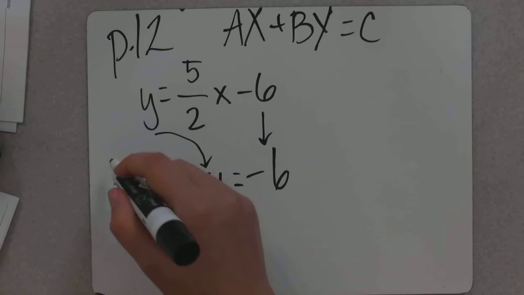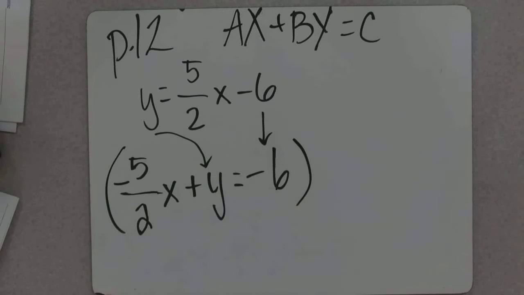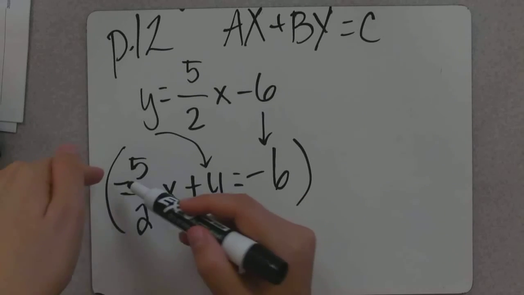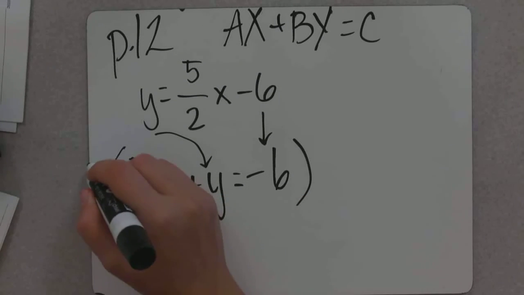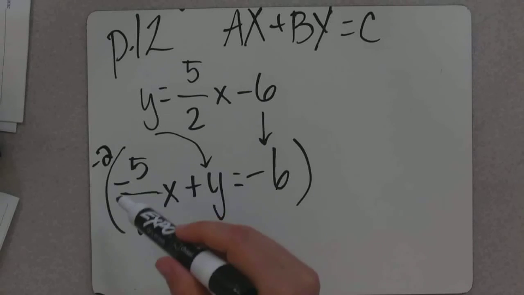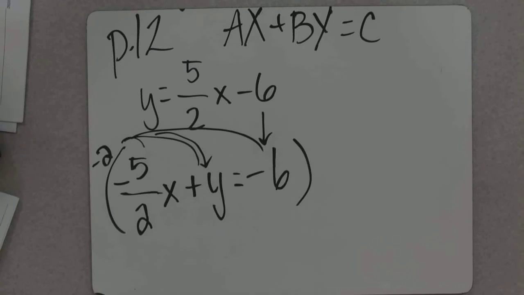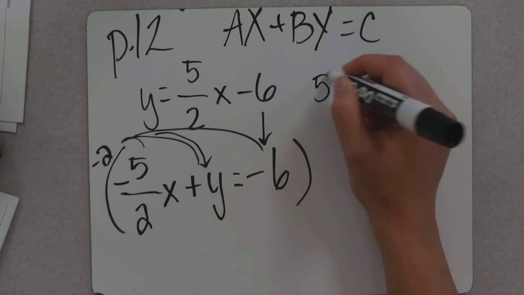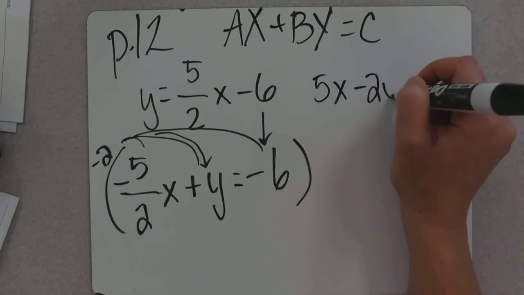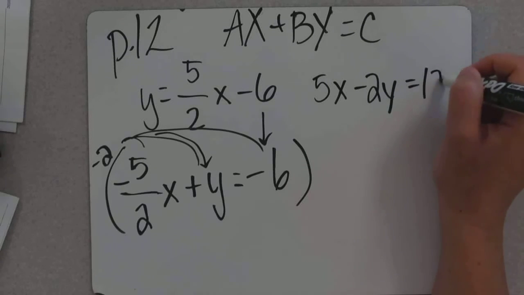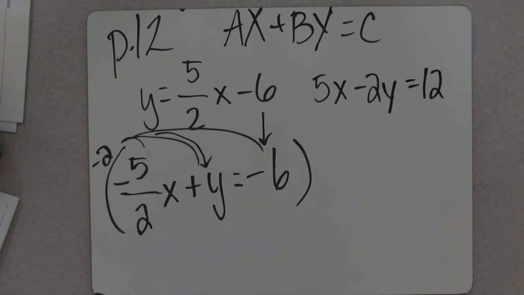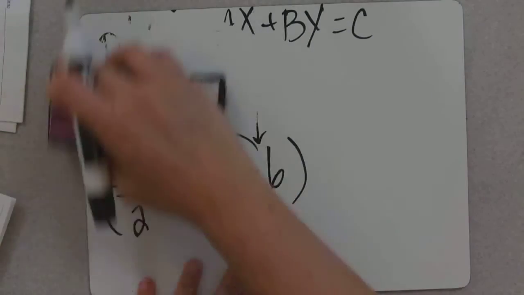Okay? Again, I can't leave my answer like this because of the rules that we have for standard form. So I have to multiply by something. Now, I need to cancel out the negative. I have to cancel out the fraction. So I'm going to multiply by a negative 2. Everything in my equation gets multiplied by a negative 2. That leaves me with a 5x minus 2y equals a positive 12. And there's our equation in standard form. All right. Let's look at C.